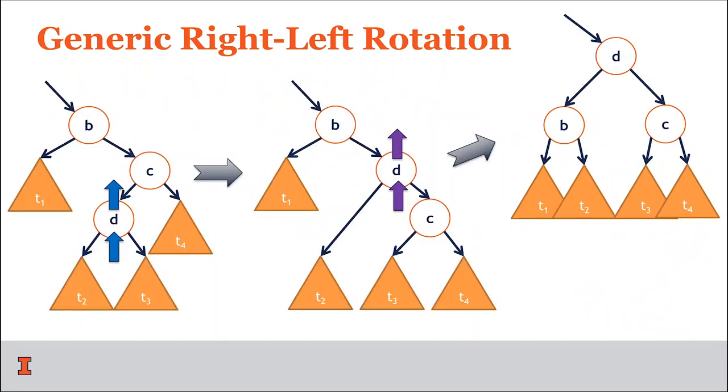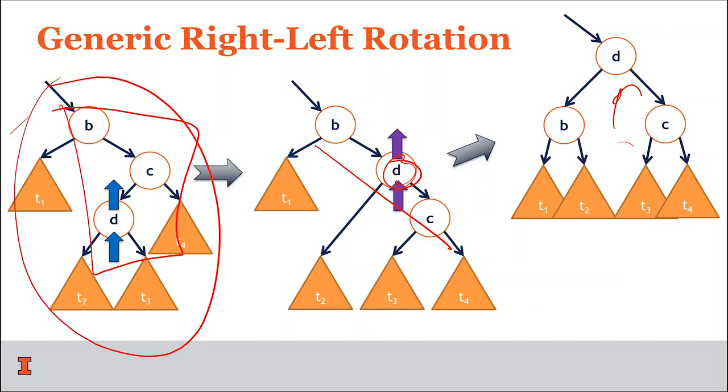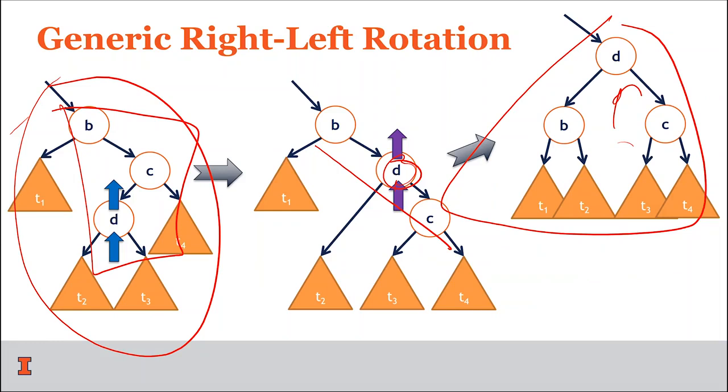Seeing this completely, we notice that we first transform this elbow into a stick, and once we've transformed the elbow into a stick, we raise up the center node of the stick and make it into a mountain. So here we go from an elbow to a stick into a mountain. And at the end, we notice we take a tree that's completely out of balance and have a nice, perfectly balanced binary search tree at the end of this process.